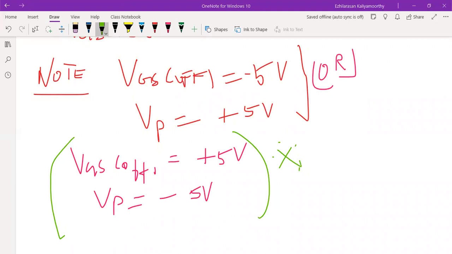Okay, so now what we'll do, let us do some of the numerical problems related to this.